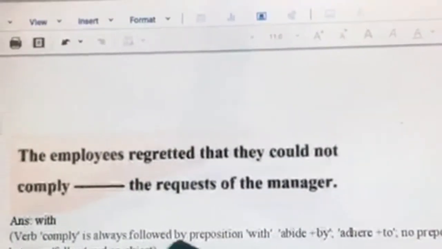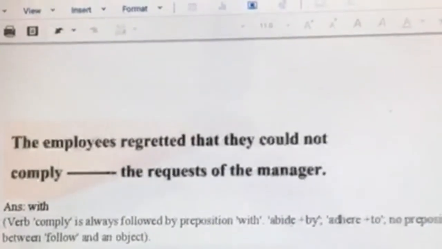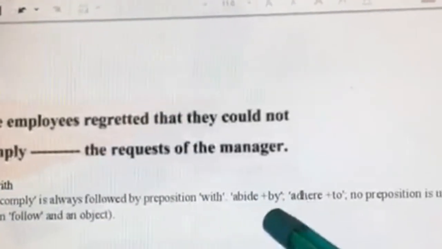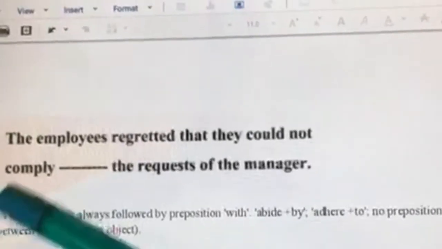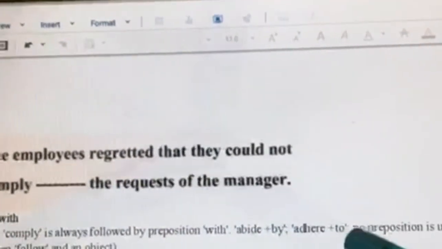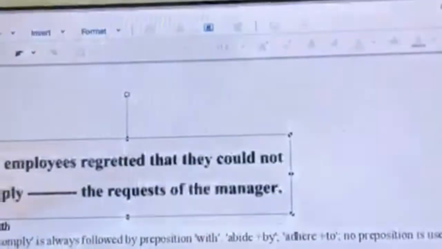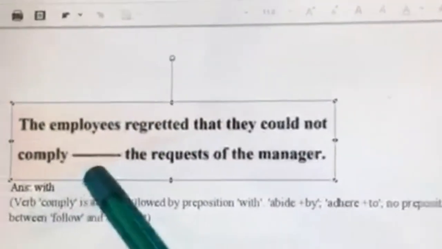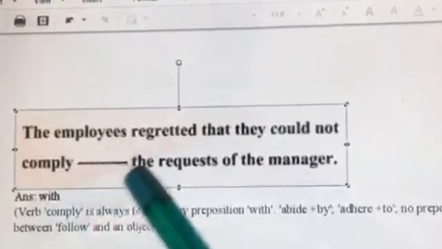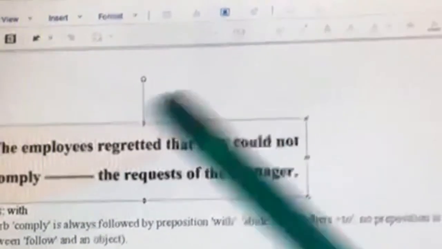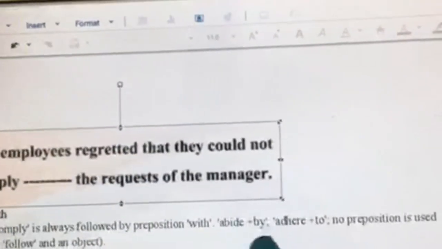Now, the verb comply is always followed by the preposition with. Abide, which is also similar in meaning to the verb comply, is followed by. Adhere also is a verb which is similar in meaning to the verb comply, and it is followed by the preposition to. So no preposition is used between follow and an object. All right. So here we should say the preposition to be used is with. The employees regretted that they could not comply with the requests of the manager. Okay. If I say abide, the employees regretted that they could not abide by the requests of the manager.